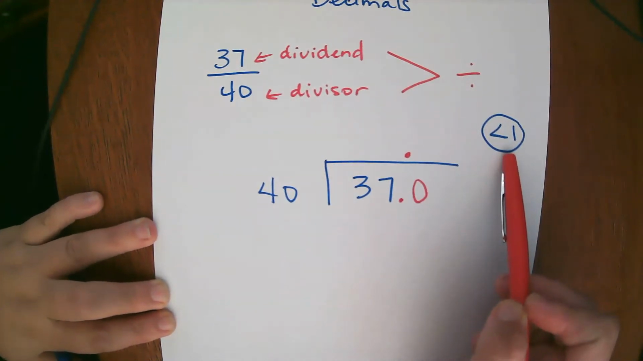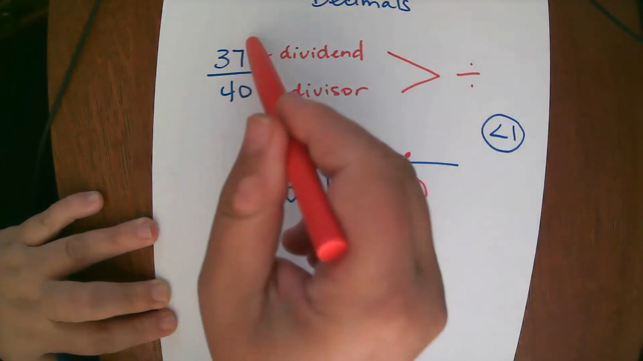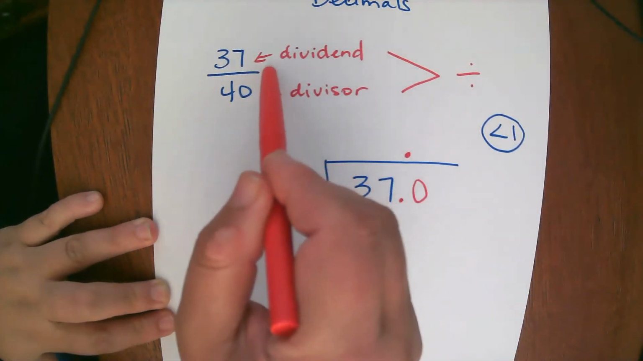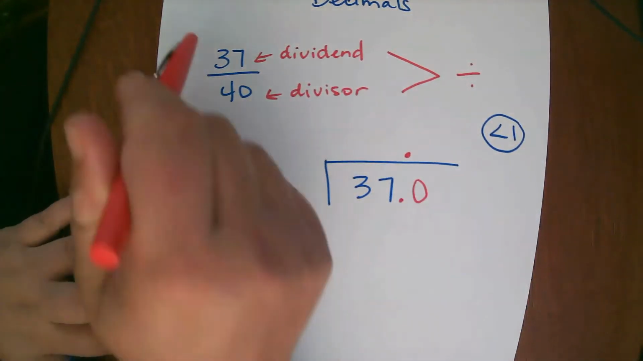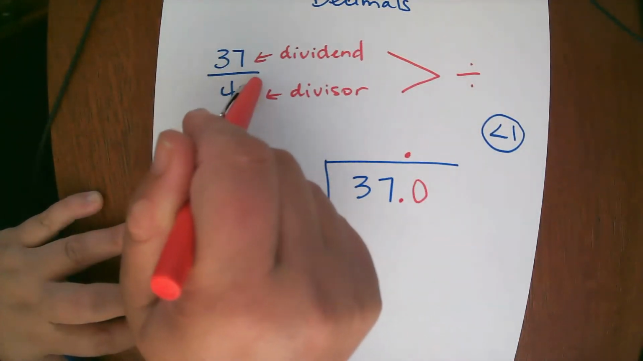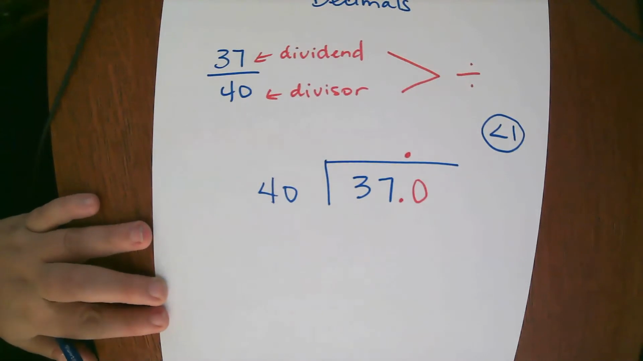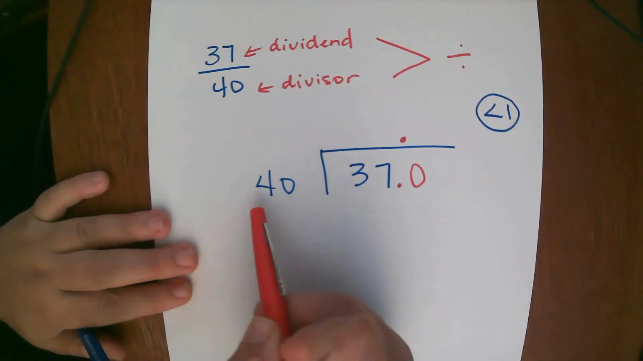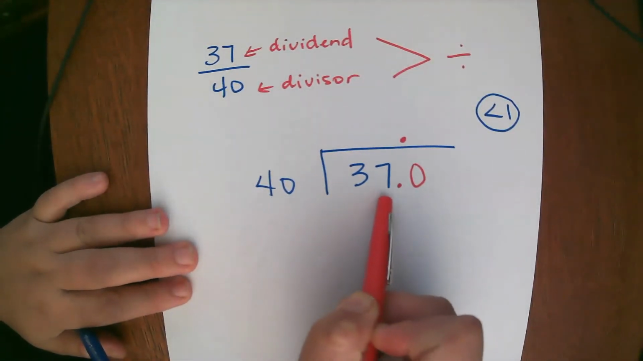Our answer has to be less than 1 because fractions are less than 1 unless it's improper. Or if there's a whole number, obviously the whole number won't be less than 1. But the fraction part, if it's proper, will be less than 1. Okay, so let's divide this out.